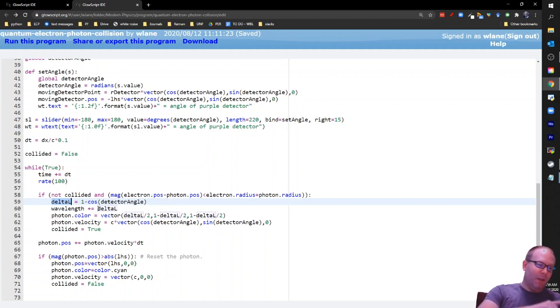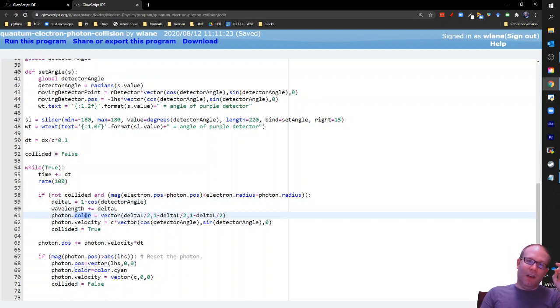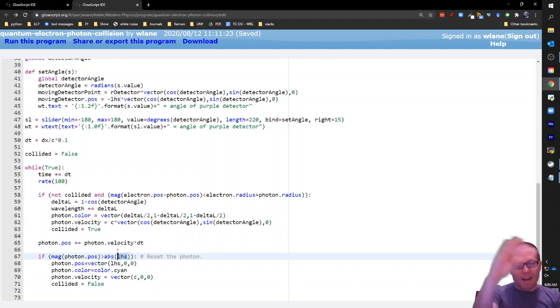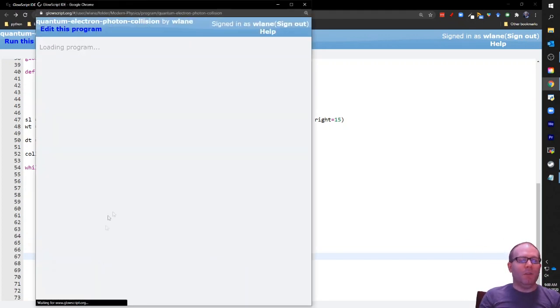So we had an incoming wavelength. Now we have an outgoing wavelength. And then we're going to modify the photon's color, right? Wavelength corresponds to light's color, so we're going to paint the photon a different color depending on the outgoing angle we're looking at. We're also going to change the photon's velocity to go along that angle, because this is the direction we're looking at now. When the photon reaches the right-hand edge of the screen, we're going to reset it, put it back at the beginning so we can repeat this experiment.